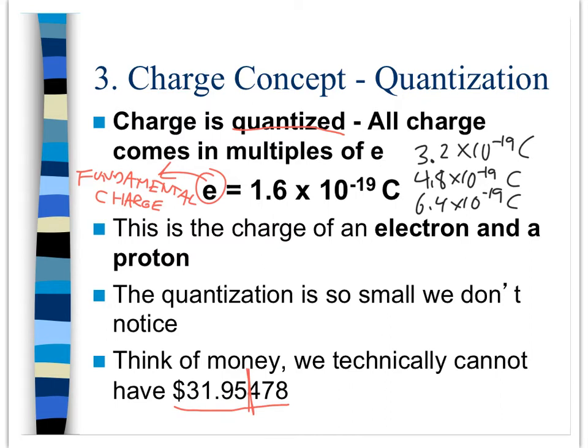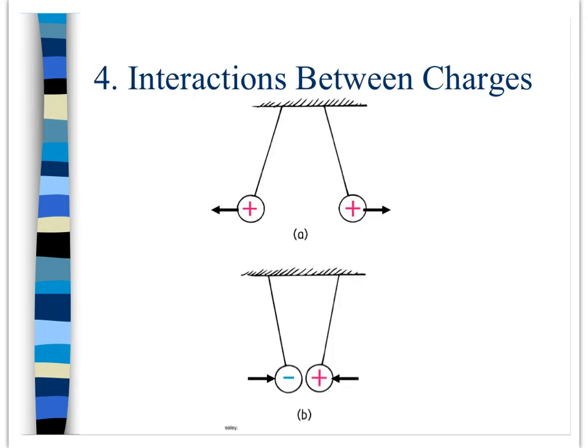Now, with charge, it's a very, very small quantization, and so we don't really notice that there are these values in between that are not possible, because it's a small amount of charge. However, charge is quantized. We're next going to talk about the interaction between charges. This is something that I know you know from previous classes, but like charges, when we have both positive or both negative charges, they exert forces on each other and they will repel.